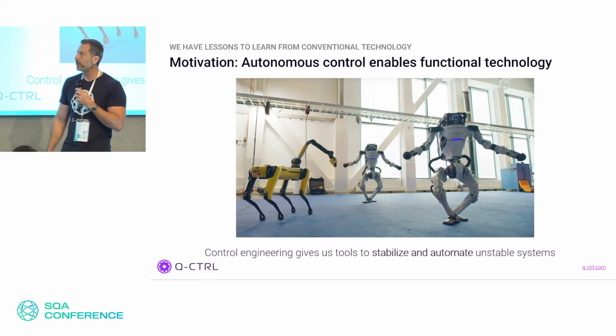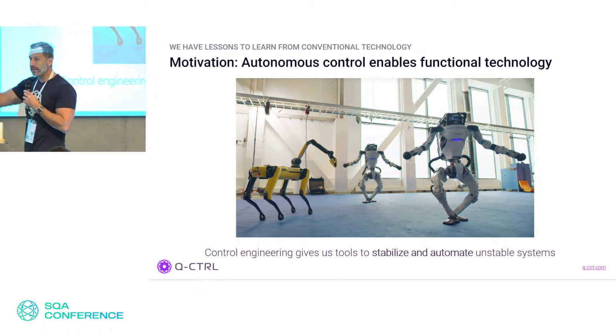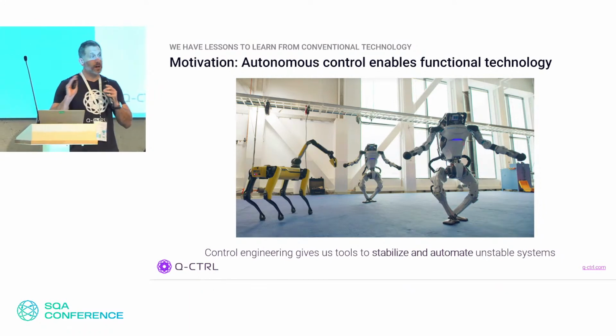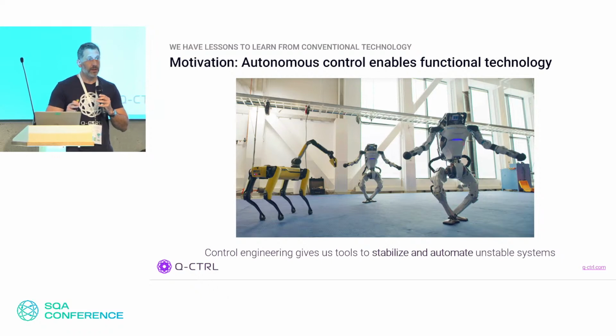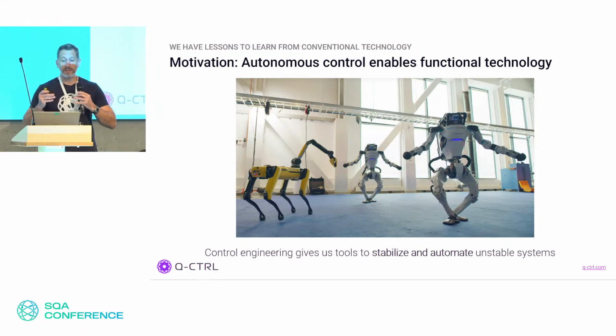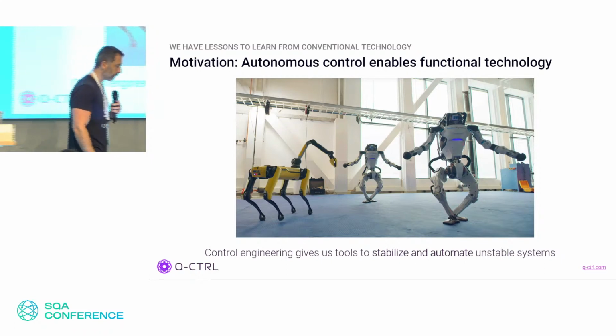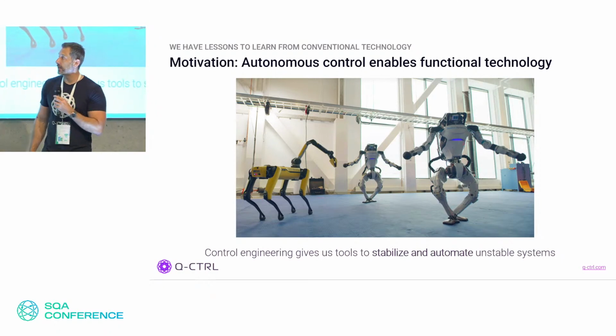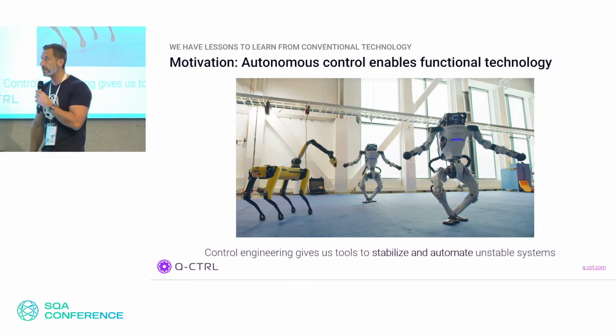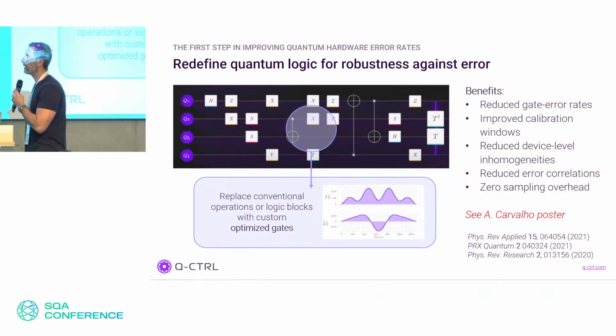It's because of the technology of control engineering. And the lesson that we derive is that autonomous systems focused on control can give us stability and ultimately the performance we want out of otherwise unstable hardware. That is the motivation. That is the theme for what I'll tell you about today.